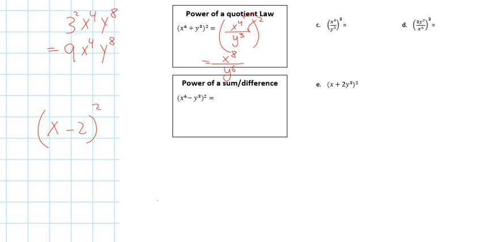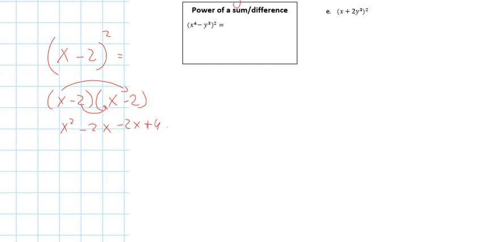X minus 2, x minus 2. Okay, so you had to write it twice, yeah? And then what did you have to do? FOIL, right? FOIL. So x times x is x squared. X times negative 2 is negative 2x. Negative 2x. And then plus 4, which is ending up with x squared minus 4x plus 4.